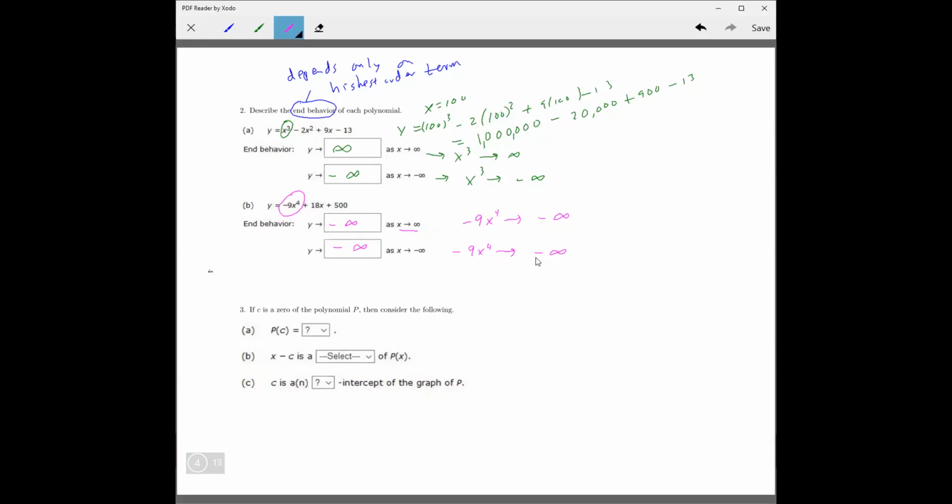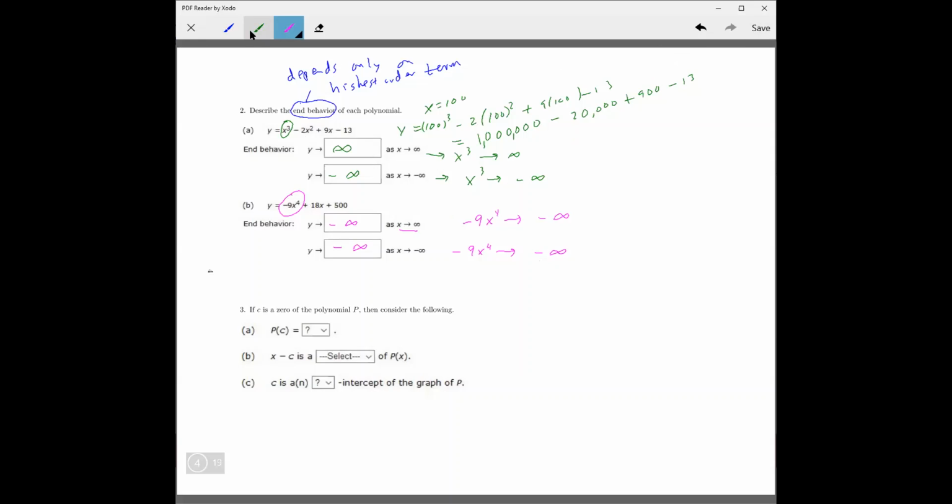And this is consistent with what I said on the first page. When you have an odd power, these two are going to be different. One's going to be infinity, the other's going to be negative infinity. When you have an even power, which is 4 right here, then these are both going to be the same sign.